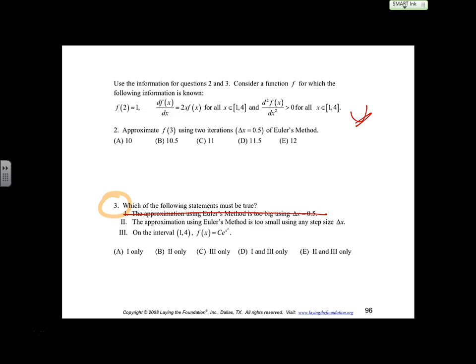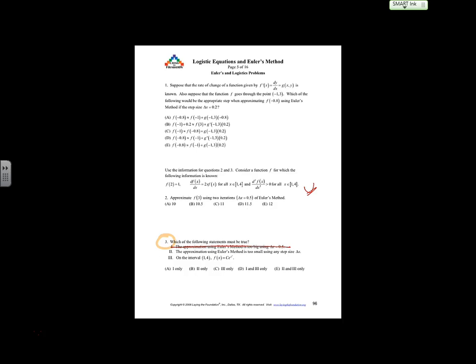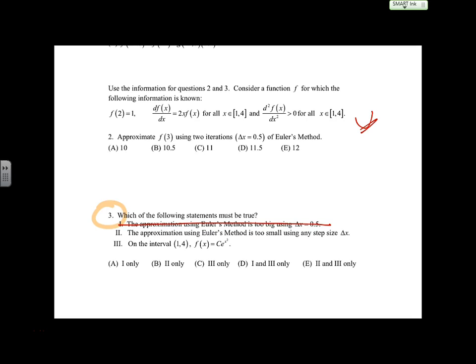Wait, why is your question different? Number 3 is different? C, no, D. Oh, I'm not showing number 1, sorry. Number 1's up there. Oh, the information. Oh, I'm showing the information because it's true for 2 and 3. I thought the information was for 1. That's just the thing I don't get. The formula is y equals C e to the kt. There's no t. The approximation, it says on the interval 1 to 4, the approximation using Euler's method is too small using x step size.